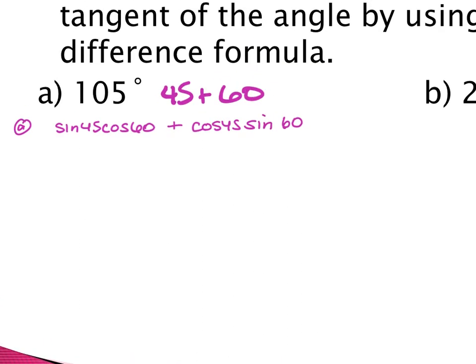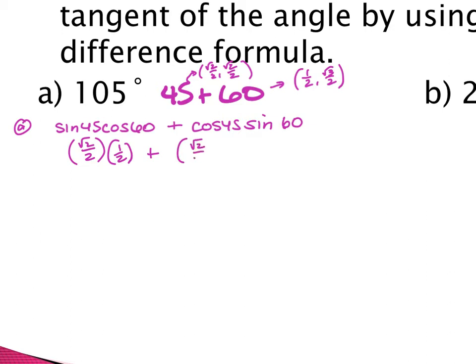The coordinate point at 45 is root 2 over 2 and root 2 over 2. The coordinate point at 60 is 1/2 and root 3 over 2. So the sine at 45 is root 2 over 2. The cosine at 60 is, sorry, 1/2. Plus the cosine at 45 is root 2 over 2. And the sine at 60 is root 3 over 2. So then I get root 2 over 4 plus root 6 over 4.